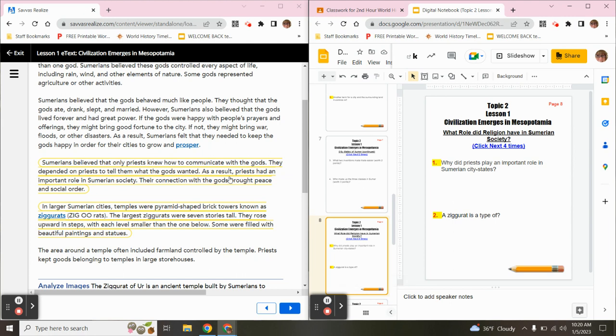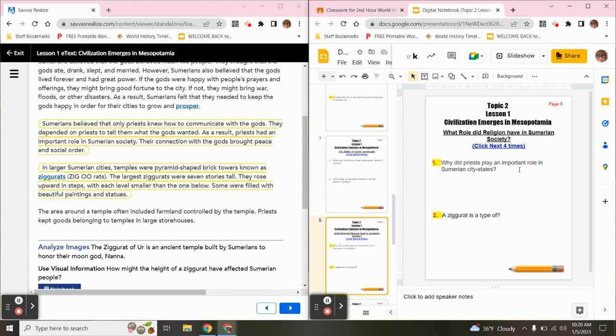Number 1. Why did priests play an important role in Sumerian city-states? You'll find that answer in this first circled yellow paragraph. Number 2. A ziggurat is a type of, you'll find that answer in this second yellow circled paragraph.